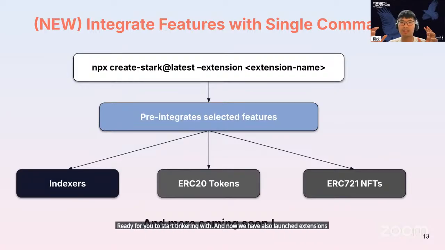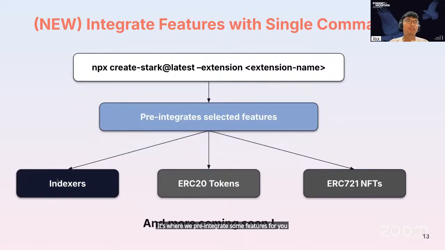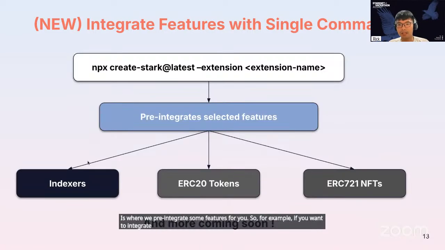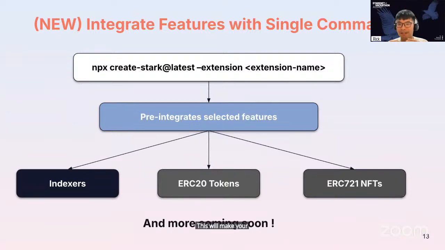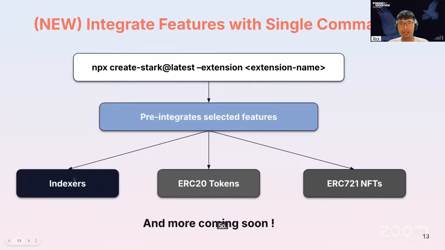So extensions is where we pre-integrate some features for you. For example, if you want to integrate an indexing server, you just have to write extension and the indexer name, then it will come out of the box with your Scaffold Stark. This will make your configuration step even faster, so you can go straight to the feature that you want to use. The only available one now is the indexer. The other two here are still a work in progress, but they will come very soon.